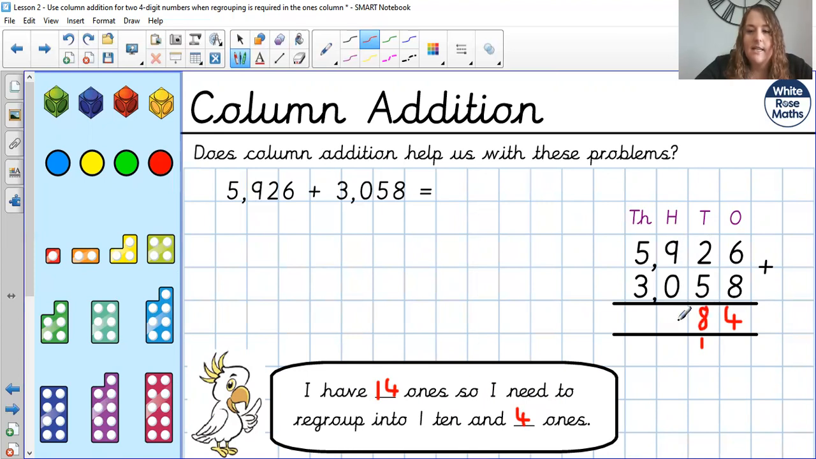9 add 0 is 9, and 5 add 3 is 8. So if you had the answer 8,984, a really big well done to you there.